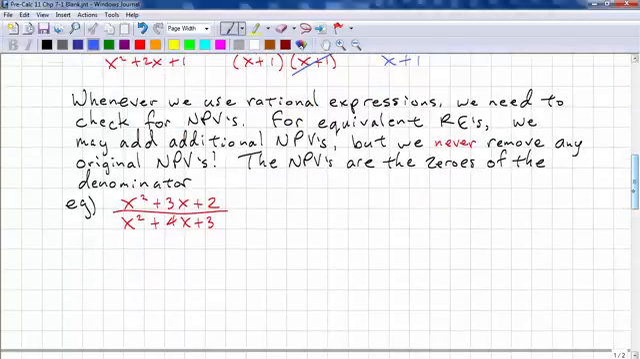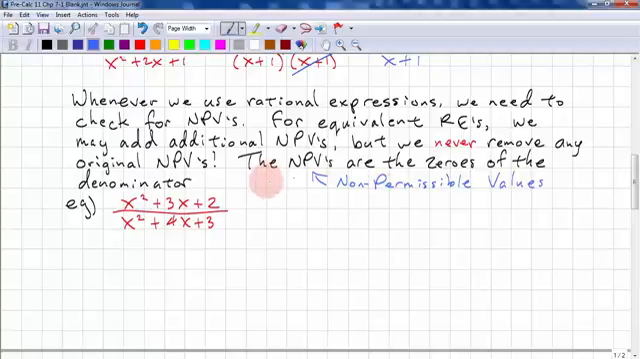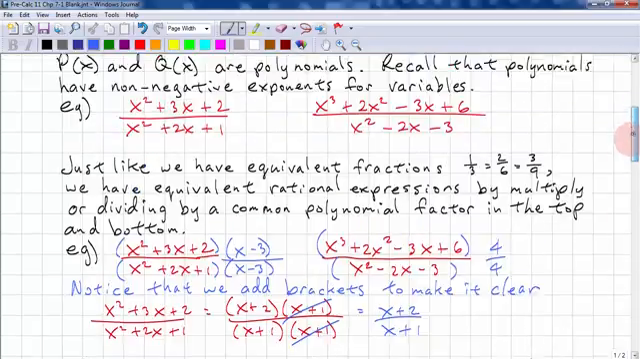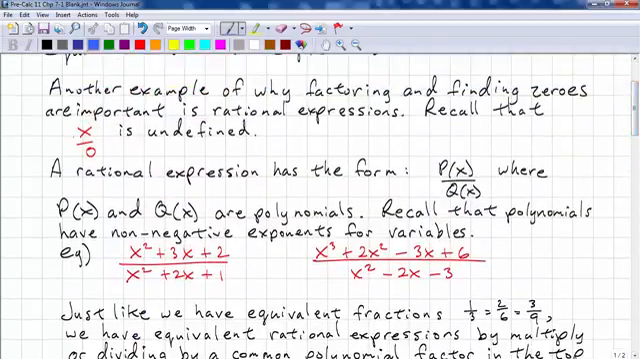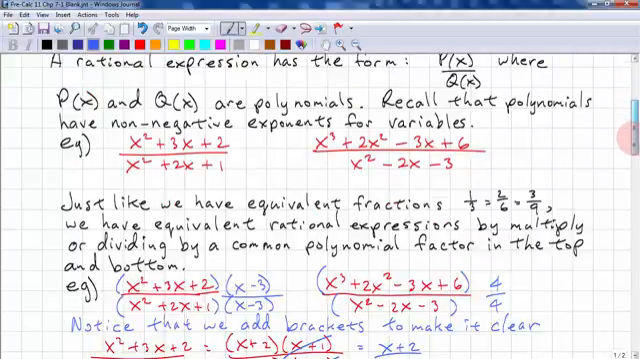Now, whenever we use rational expressions, we need to check for non-permissible values. Okay, for equivalent rational expressions, we may add additional non-permissible values, but we never remove any of the original non-permissible values. And the non-permissible values are simply the zeros of the denominator. Remember, we can't have something divided by 0.